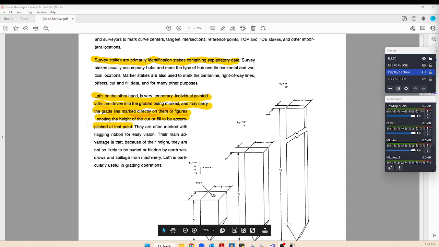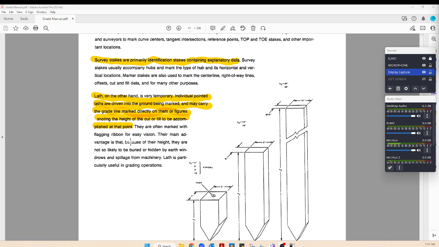Or in the early classes we had, we put a crow's foot down here to serve the purpose of a lath. So it's very temporary. Individual pointed laths are driven into the ground, and they're marked and may carry the grade line marked directly on them. I know we looked at some that had a line that had a crow's foot on it to indicate grade. We had a line telling you the reference point for a cut or a fill in some of the early basic stake marking.